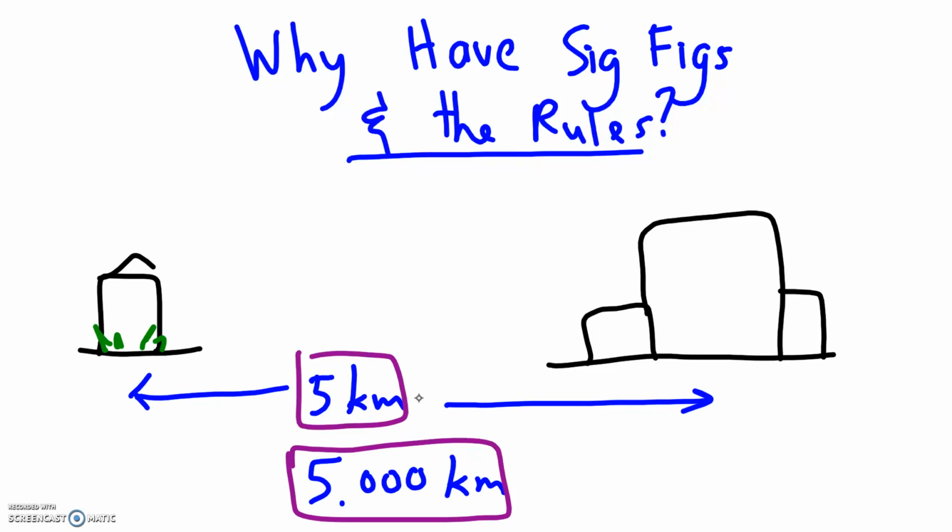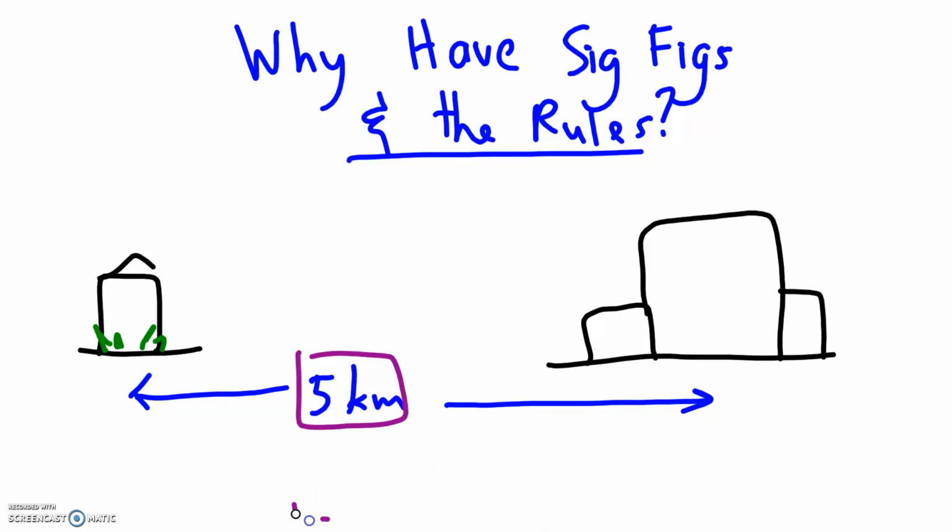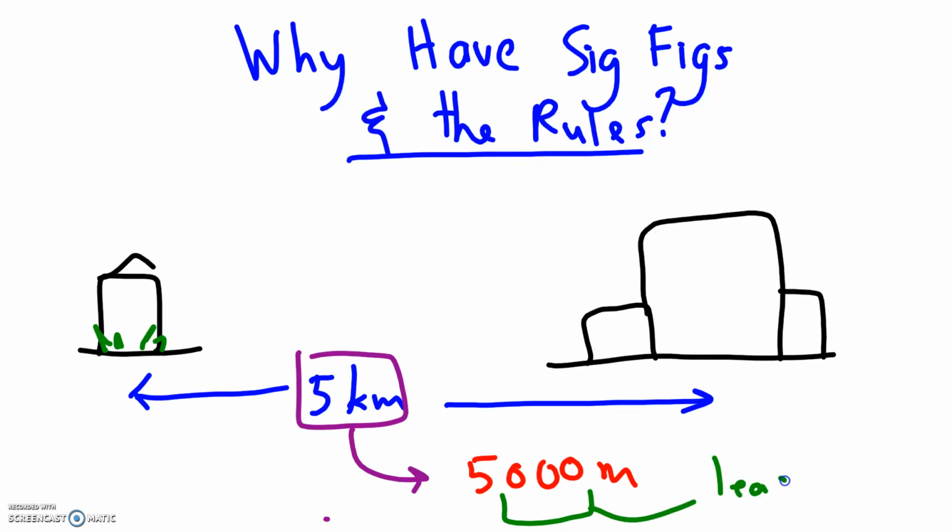So why do we have this rule about leading zeros? Well, pretend for a second that I told you my house is 5 kilometers away. If you convert this into meters, it's 5,000 meters. But converting to meters just added some zeros. What kinds of zeros are these? These are leading zeros. And so we have to make sure we do not count those leading zeros as significant.